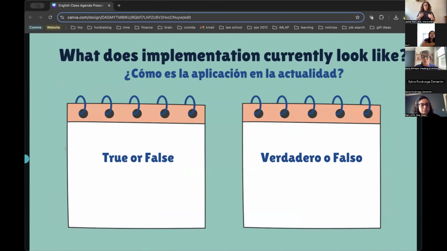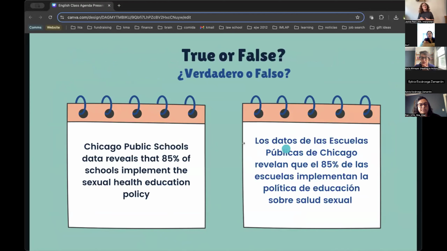So what does the implementation of comprehensive sexual health education look like at the district level? The district actually has a curriculum that is fairly progressive, in alignment with the National Sexuality Education Standards. But that's why we want to talk about what the implementation looks like, because that might look very different. So we're going to play a quick game of true or false here. Let's start with this first one.